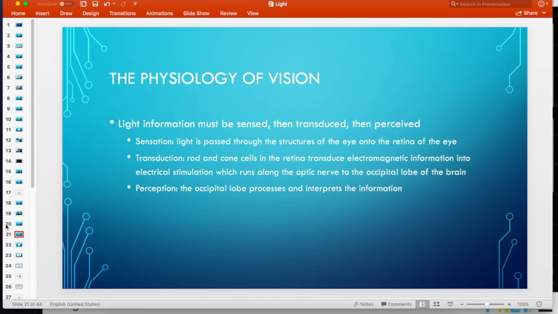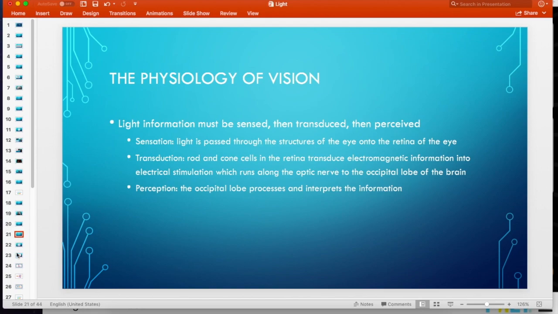So it's actually possible for someone to lose their vision just by hitting the back of their head really hard and damaging that lobe of the brain, even though their eyes can function perfectly well. If that part of the brain that actually processes the information is not functioning, then they can't see. So that's kind of interesting.